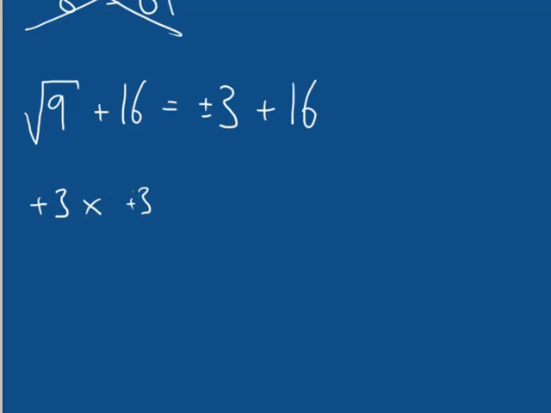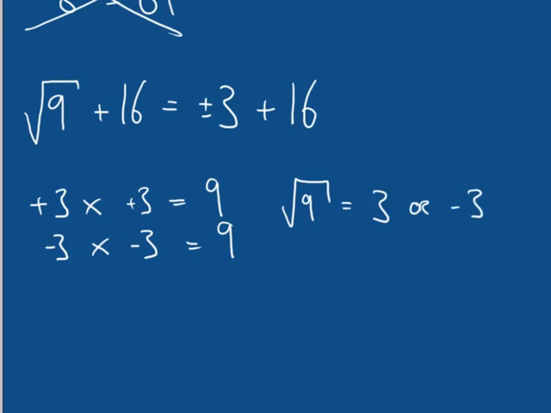So if I was to take 3 multiplied by 3, we all know that that gives us a value of 9. However, I could also take negative 3 multiplied by negative 3, and that gives us a value of 9 as well. So because both 3 squared and minus 3 squared give us a value of 9, the square root of 9 has to be 3 or minus 3.